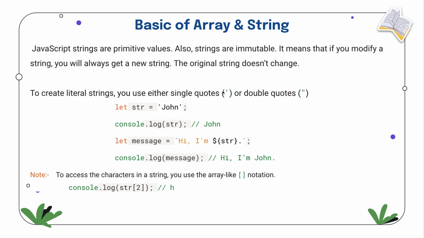You can create a string using single quotes and double quotes. See, we have created a string John. We are printing John and the hi message. You can create it this way also: hi I am, and then dollar str. So hi I am John, it will print. And we can access the string as an array type, like str of 2. Counting 0, 1, 2, it's h, so it's printing h. So these are all the basics of array and string.